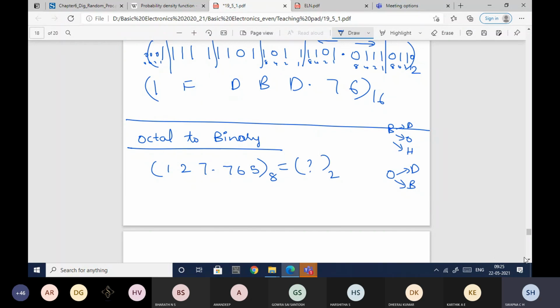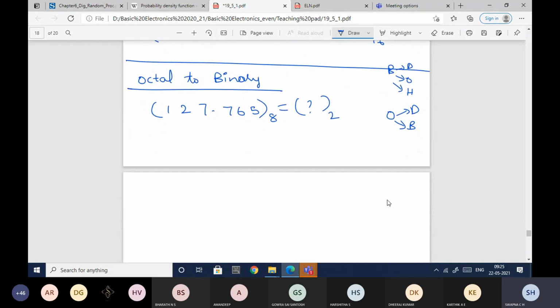Can anybody guess what I need to do here? I have to convert octal to binary. Can anybody guess? Even if your guess is wrong, it's fine, but just try. What I need to do here? I have the octal number. I need to convert it to binary. Similar to BCD, ma'am. Each number you assign 8421.